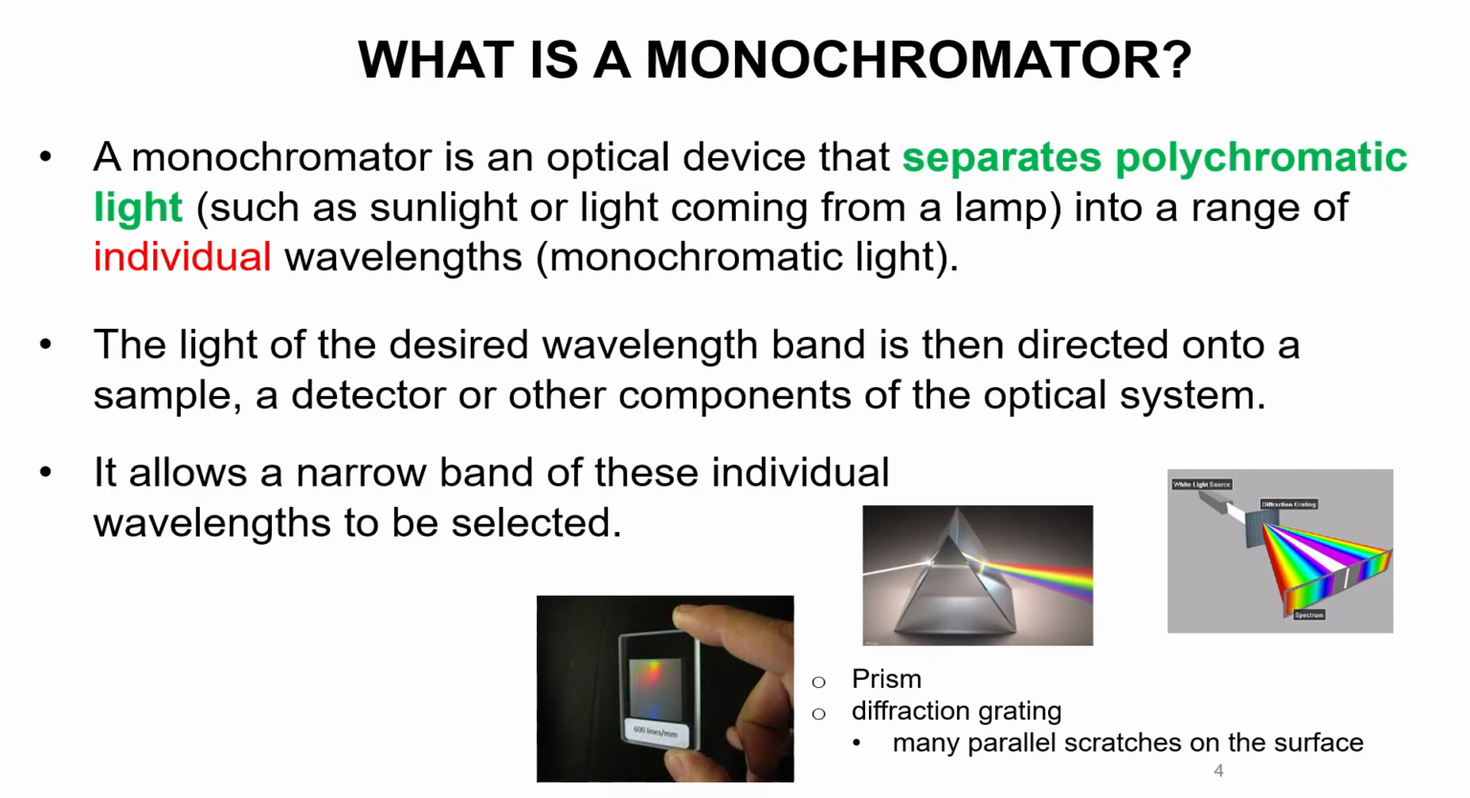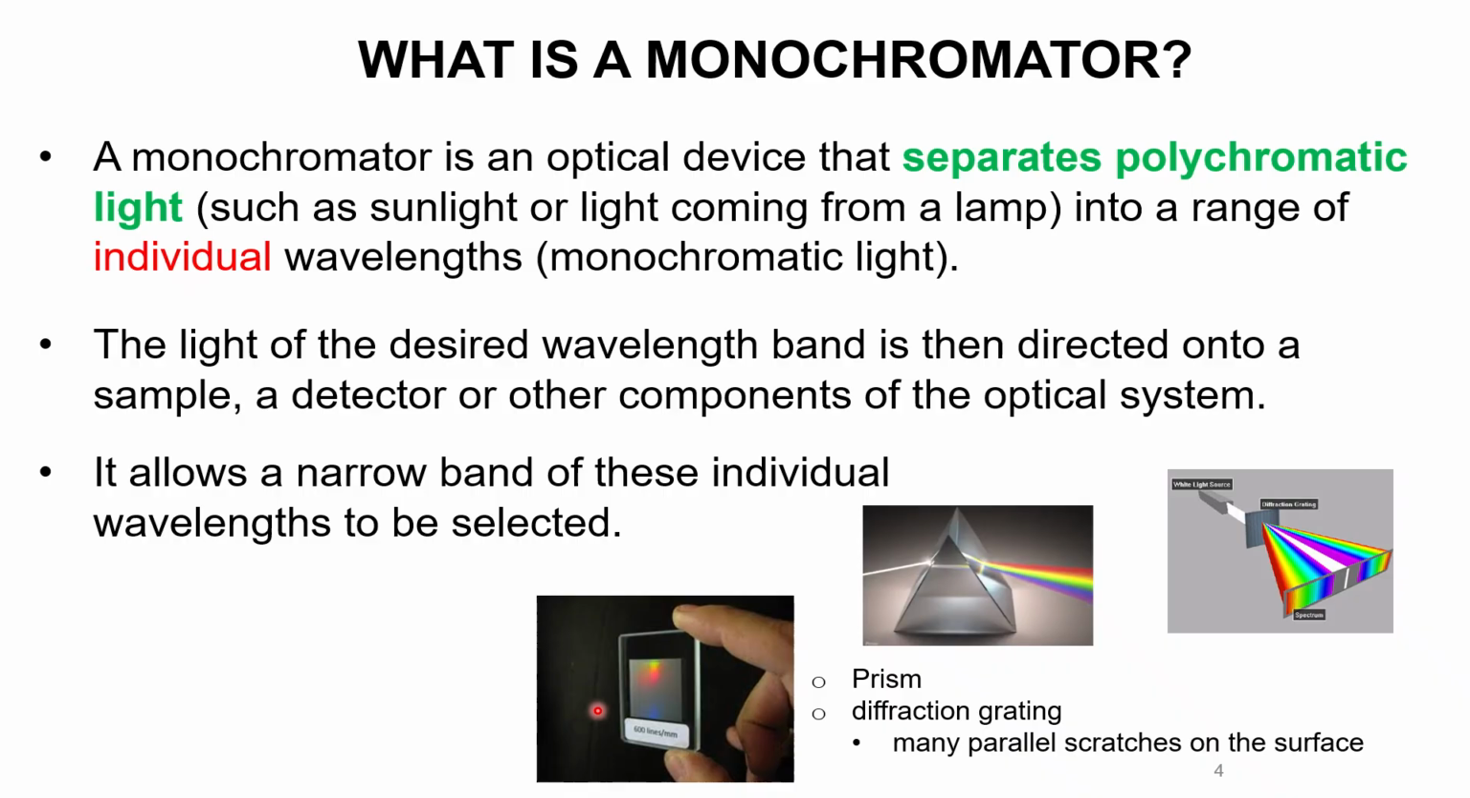Dispersive element is an element which separates light into its individual wavelength components, and sometimes it is also called diffraction grating. This is the appearance of the diffraction grating. Other than diffraction grating, we also came across the prism, which is able to spread the white light into the rainbow color radiations. Okay, so other than the prism and diffraction grating, whereby the diffraction grating consists of many parallel scratches on the surface.